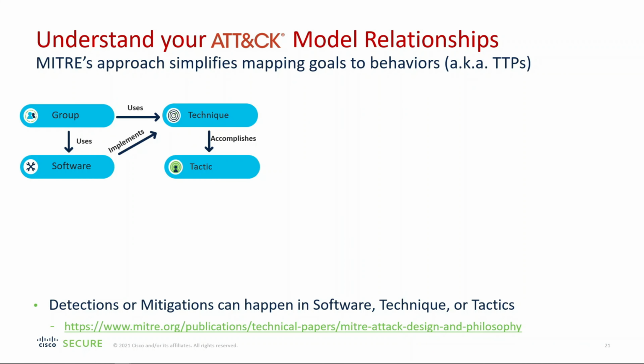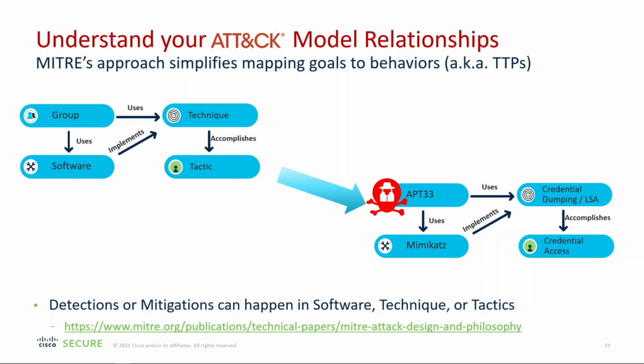Now let's talk about the model itself. So you can see on the left here, we have a group which uses software and a technique, or implements the technique that accomplishes a specific tactic. I'm going to break this up even more, but for example, the group would be APT33. They leverage Mimikatz, so that's the software, to dump the credentials and hope to gain credential access.